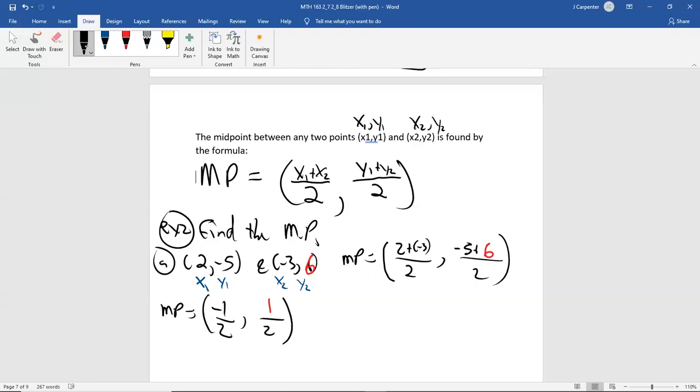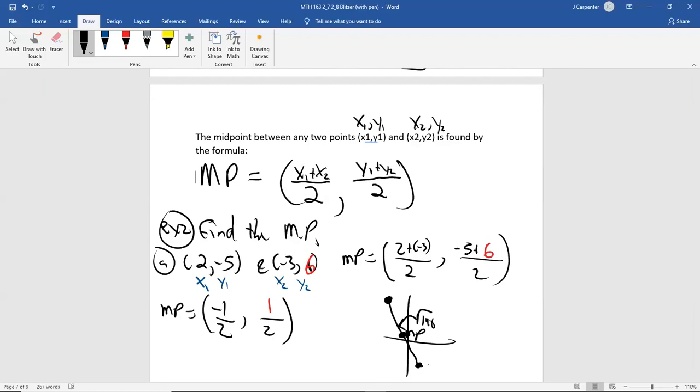So here's what's cool about distance and midpoint. If you were to plot these 2 points, if you went and plotted 2, -5, which will be somewhere down here, and then -3, 6, which is somewhere up here, the distance between those 2 points would be the square root of 146. That's the length of that line. And then this halfway point, -1/2, 1/2, is about here. That's your midpoint. And that coordinate would be -0.5, 1/2.